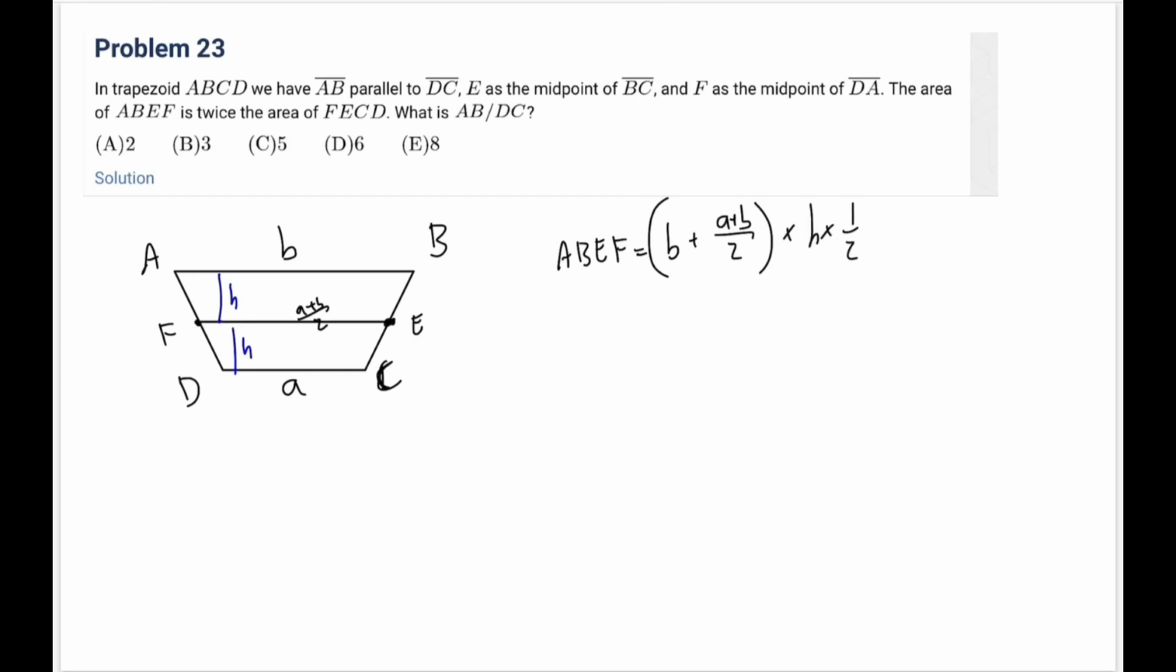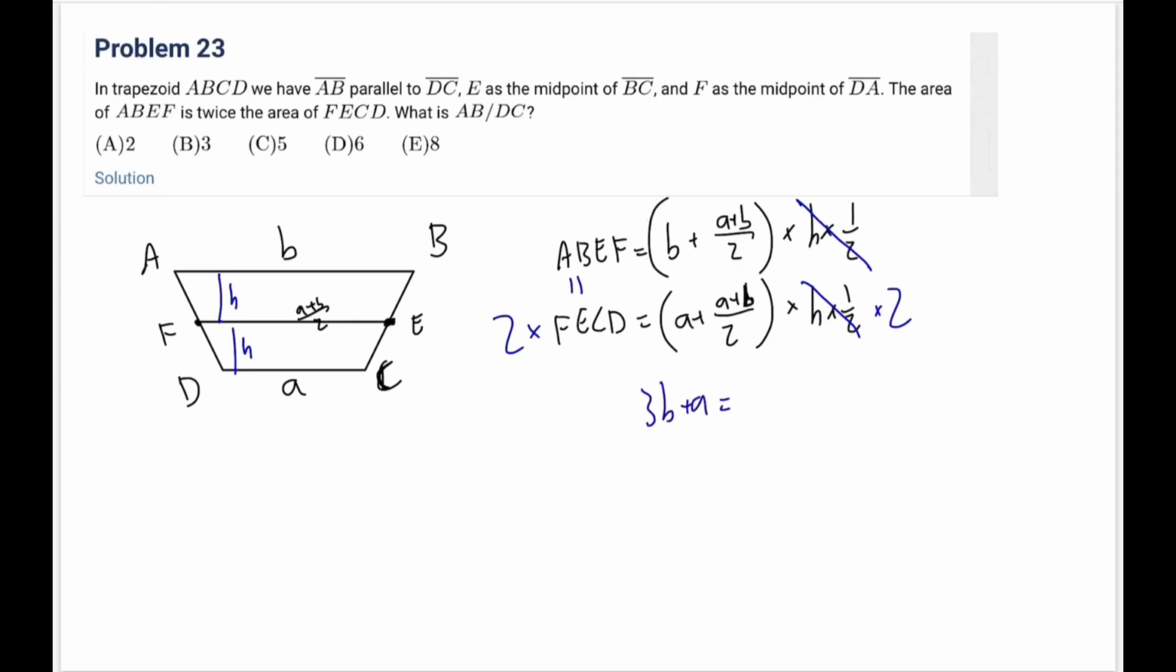And then FECD would equal A plus B over 2 plus A, times H times 1/2. But ABEF is 2 times FECD, right? And if we cancel these out, then this becomes 3B plus A over 2 equals 3A plus B. And so 3B plus A equals 6A plus 2B.